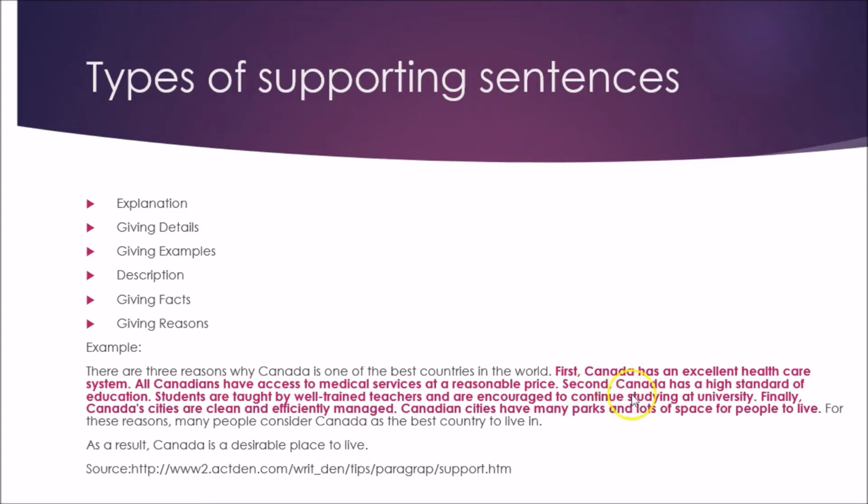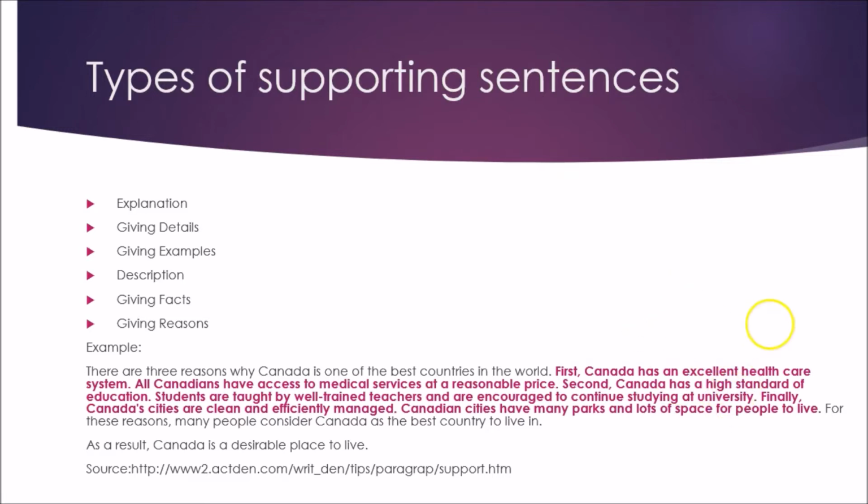Second, Canada has a high standard of education. How? What do you mean by this? What do you mean by high standard of education? Okay, the sentence that will follow will explain the meaning of a high standard of education. Students are taught by well-trained teachers and are encouraged to continue studying at a university. So this explains why Canada has a high standard of education.